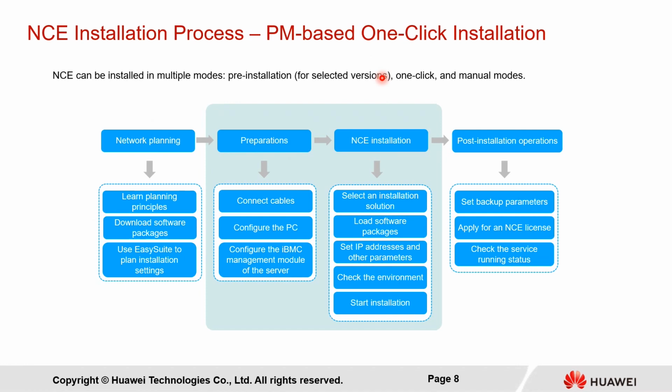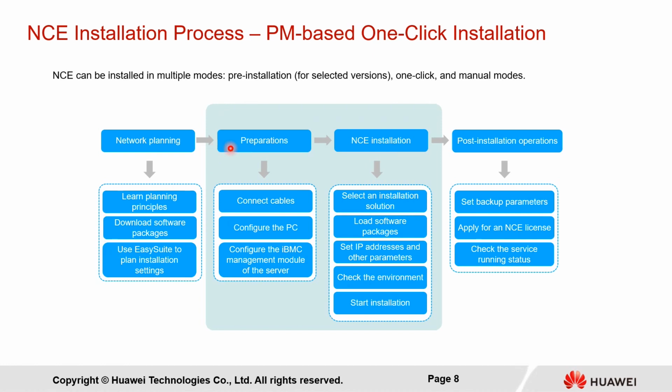So after the installation completes, you need to configure a backup server to back up the product data and apply for NCE licenses. So here is the process that we're going to go through today. We first do the network planning, and what you as an engineer need to prepare is to learn the planning principles, to download the software packages and use Easy Switch to plan the installation settings.